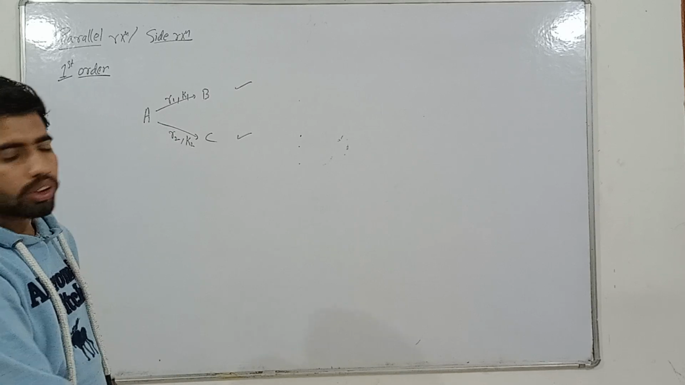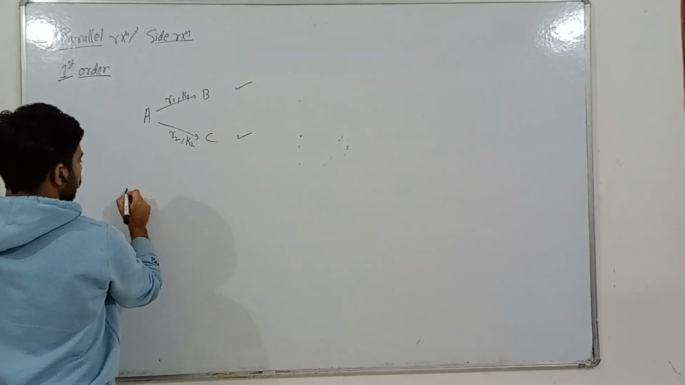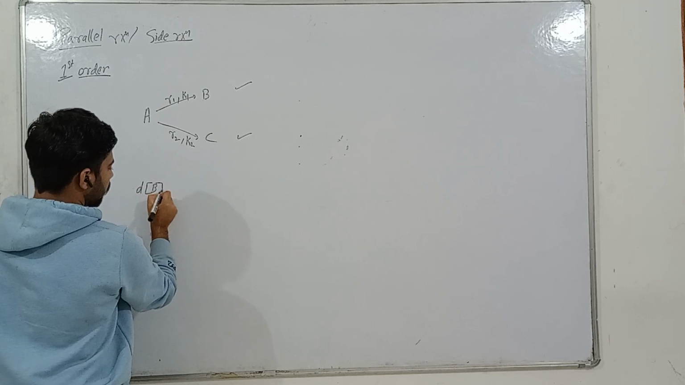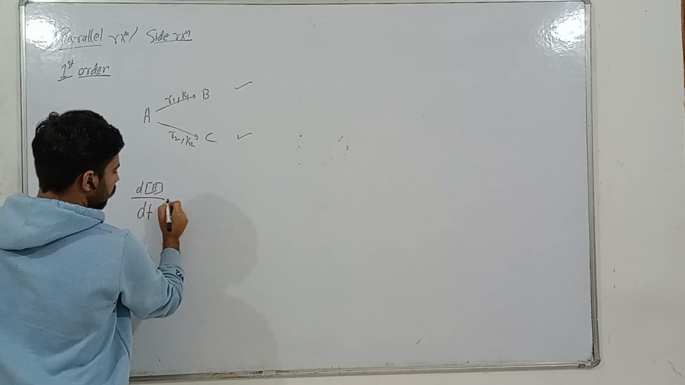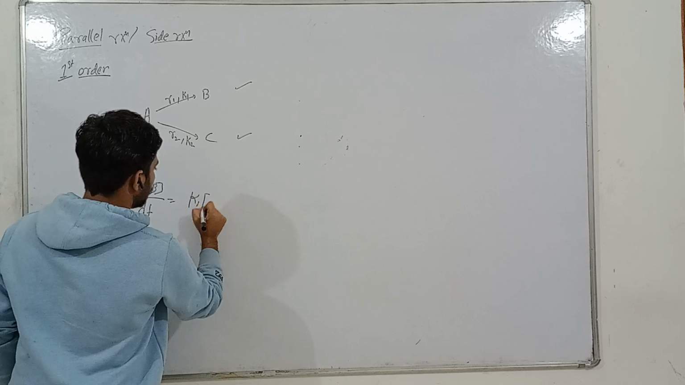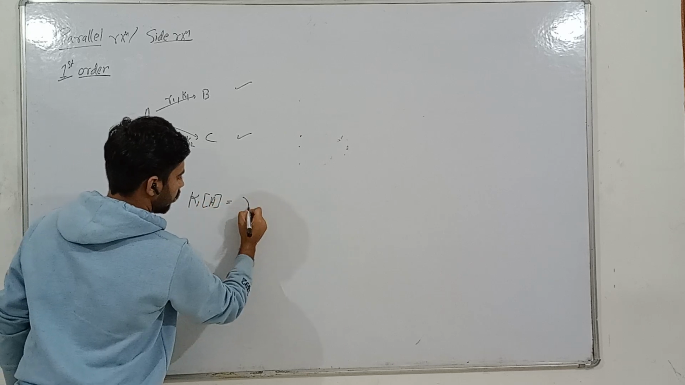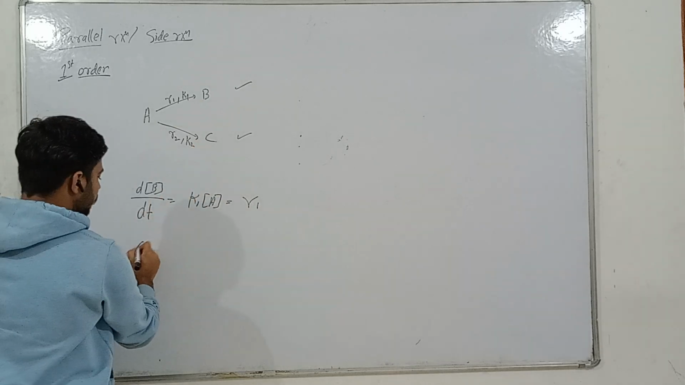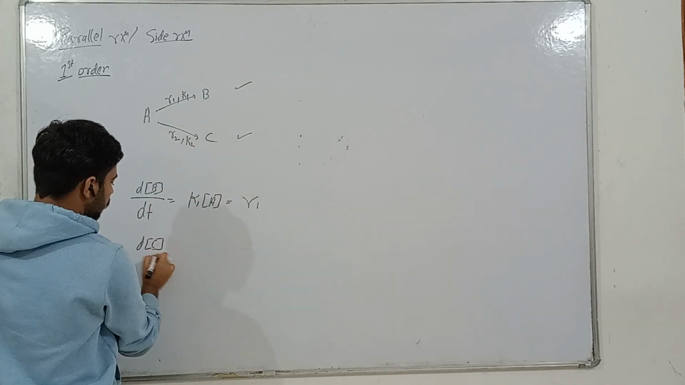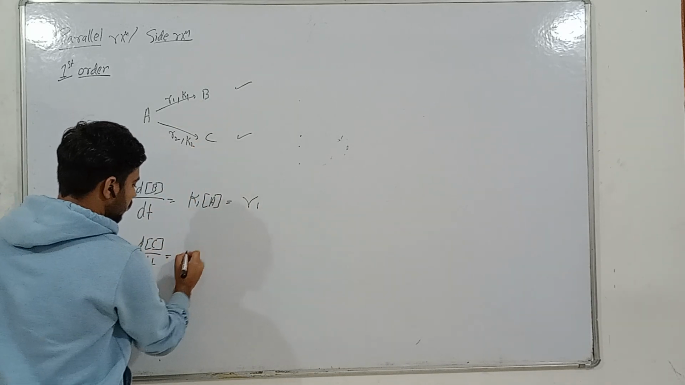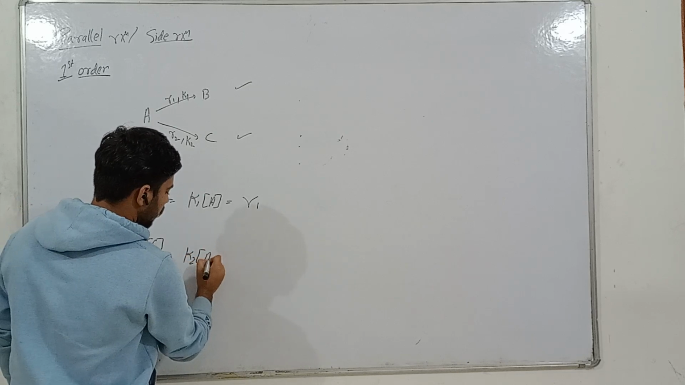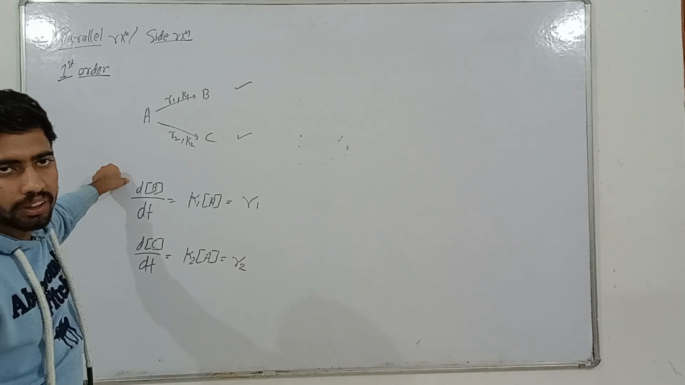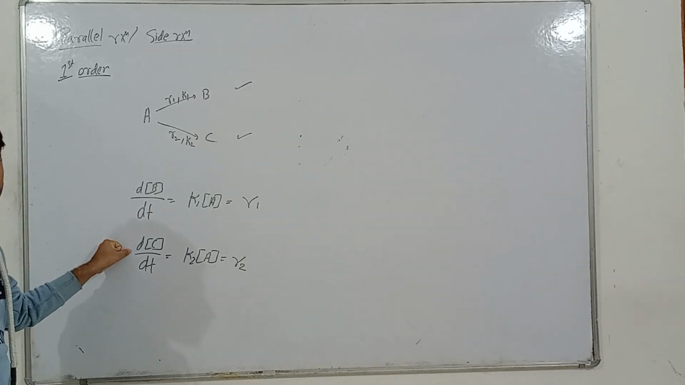We know that for a first order reaction, the rate of appearance of B is equal to dP by dt, which equals K1 into A. Similarly, the appearance of C is equal to dC by dt, which equals K2 into A. That is the R2. That is the appearance of B, and that is the rate of appearance of C.